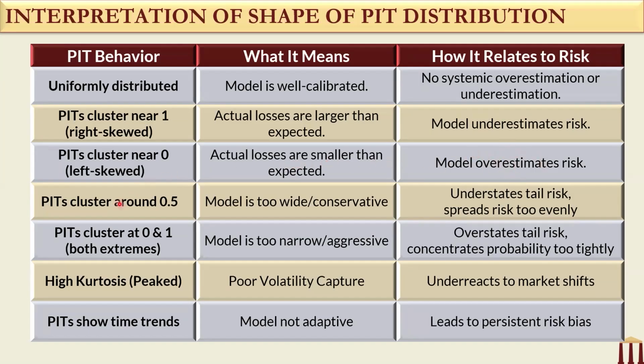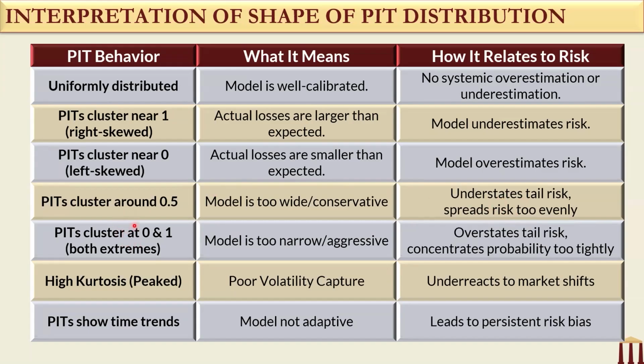Okay. Now, what if the PIT values cluster in the middle around 0.5? That suggests that your model is too wide or conservative. So a wide conservative model spreads risk out too much, and it underestimates how often we get tail events.